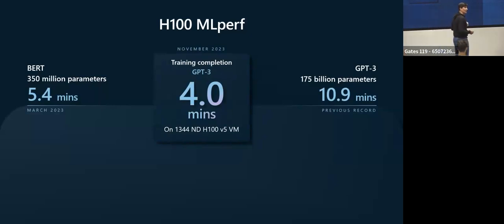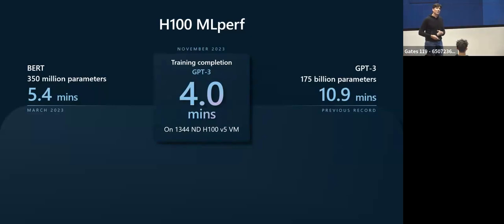And this was on 1300 ND H100 v5 VMs. I'm going to show you what that virtual machine looks like in a minute, but each one of them has 8 GPUs in it. So that's 8 times 1300 GPUs that were used in this training run. This is virtualized compute that we're providing to OpenAI. So these are virtual machines with directly attached GPUs.